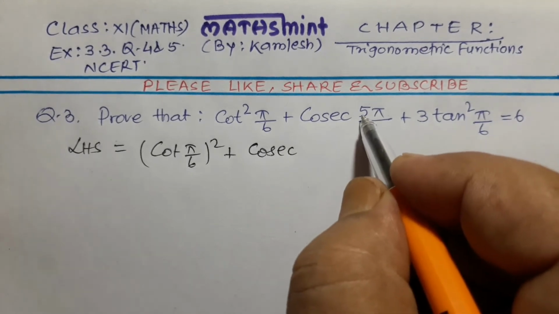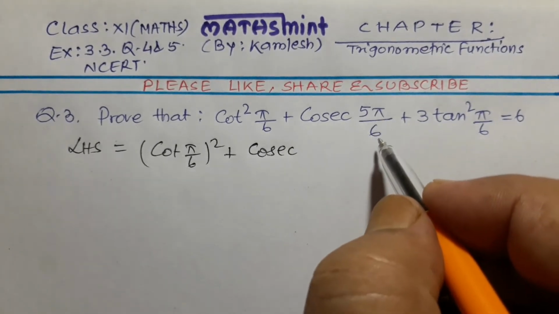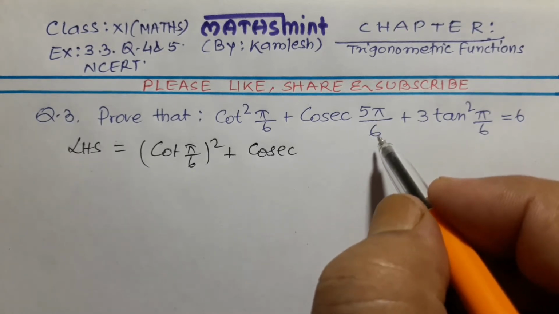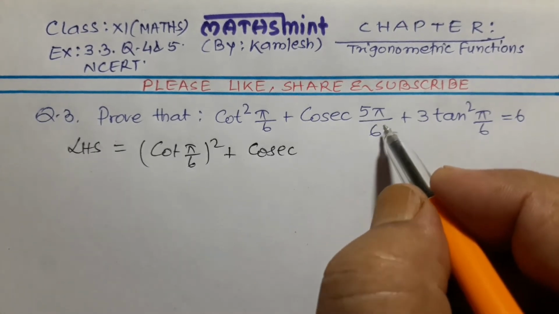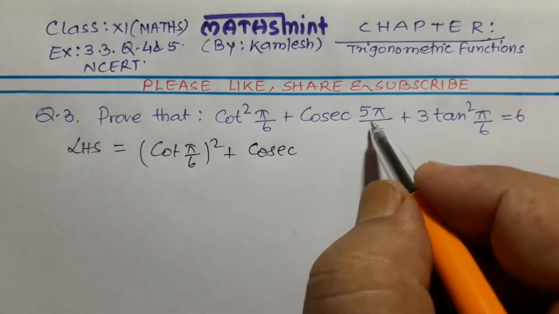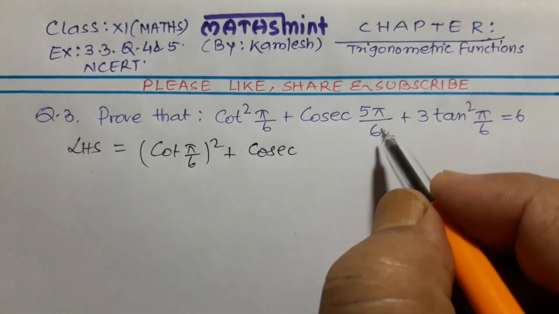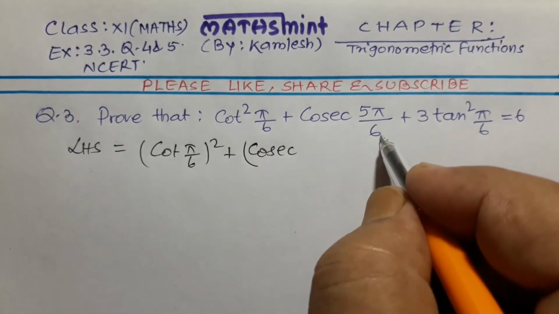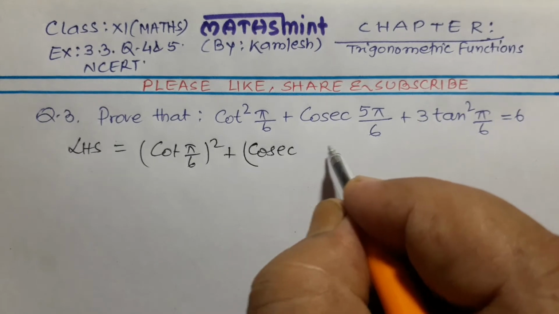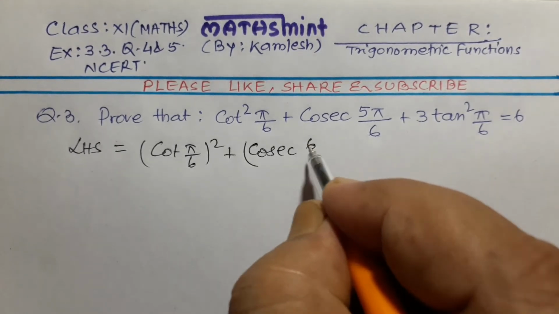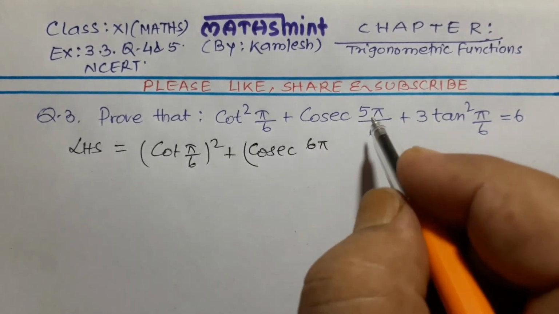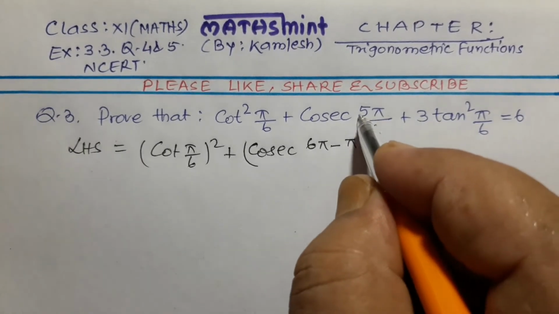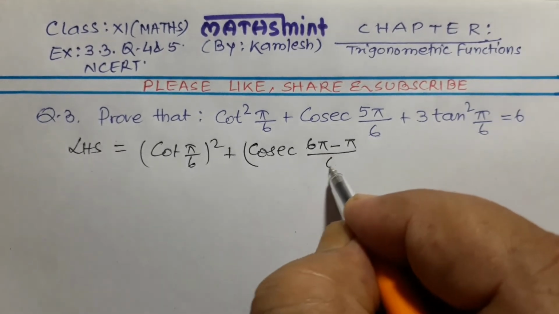Now 5 pi by 6, for this angle we have no value. So we have to make some arrangement to find how this value of 5 pi by 6 we can get. So for that we shall split it into two parts. So how we can split it? The denominator is 6. So first we shall write the denominator 6 and pi. Now it is 5 pi, so by subtracting 1 pi we can get 5 pi, and now put 6 here.